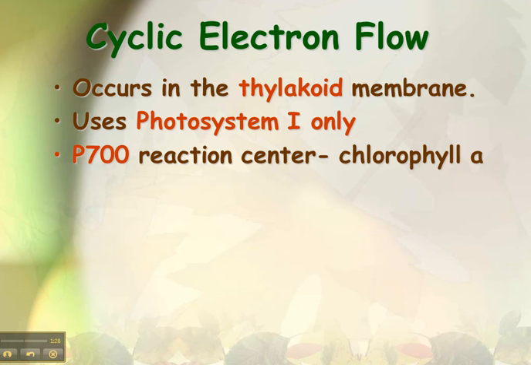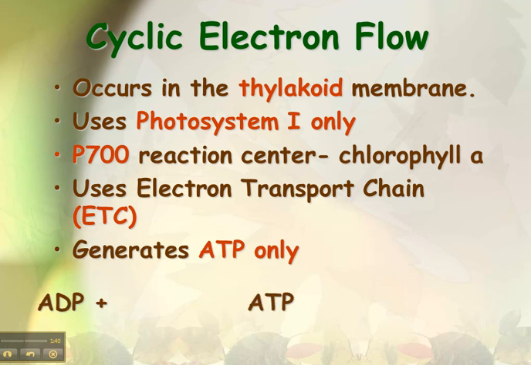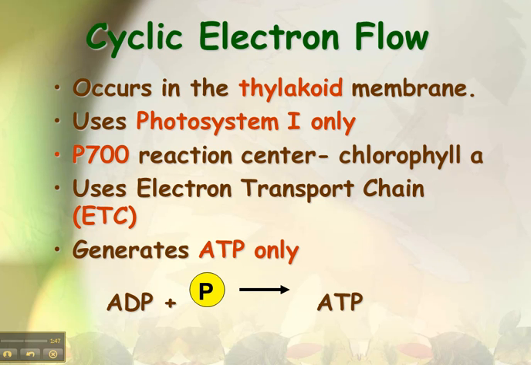It's going to use electron transport chain. This is the same type of reaction that was happening in the electron transport chain during cell respiration. And it's going to generate ATP. And so again, to get ATP, you need ADP plus phosphate, and that's the part you guys need to write in order to turn into the ATP.